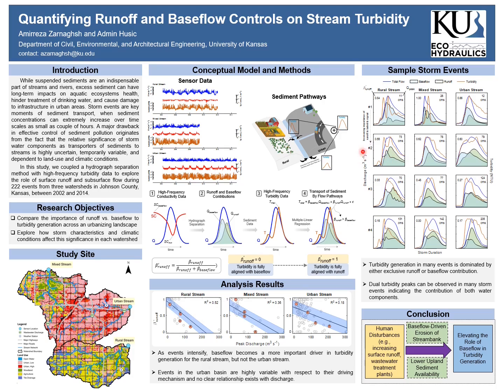We can see that during some storm events, we have 2 turbidity peaks. One turbidity peak corresponds to the peak of runoff, and the other one corresponds to the base flow peak. But we also have many storm events in which one of the water components is actually contributing to turbidity generation, and we can't see any contribution from the other water component. This indicates that beta prime runoff might be explained by variables other than land use and storm intensity.